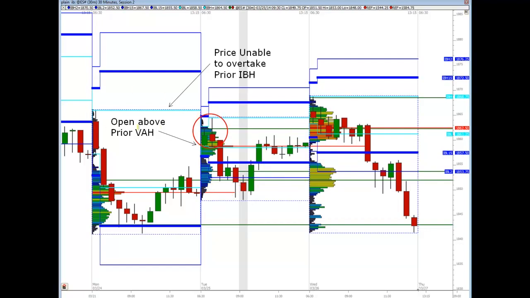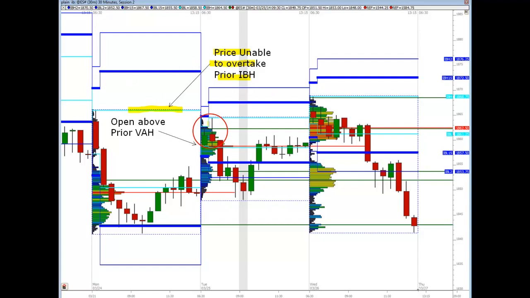Now, when we open above the prior value area high, the reason that we continued to drop and prices continued to fall was that price was also unable to overtake the prior IB high. Notice we're not going to move any higher until we clear each of these key levels. And the IB high from this day is a key level, and we never even reached it. We couldn't clear it. Those are all early signs of price weakness, and they help increase our level of comfort with a short, should we choose to take a short early in the day.